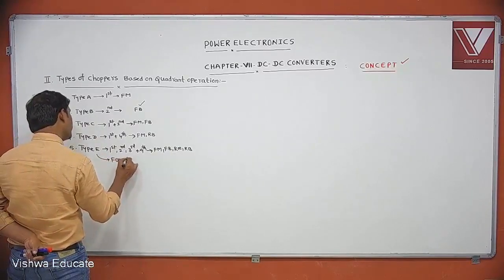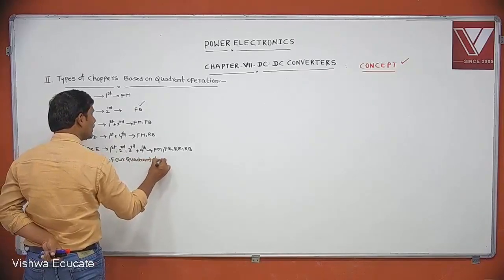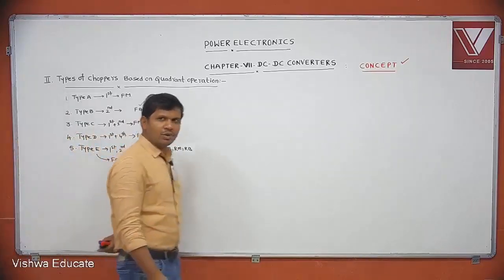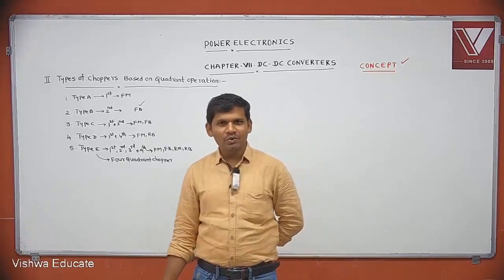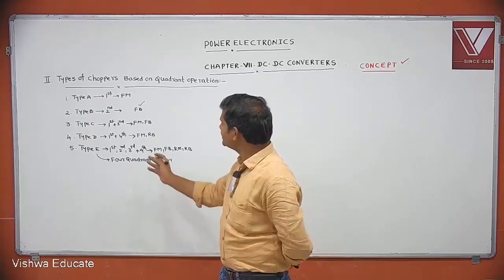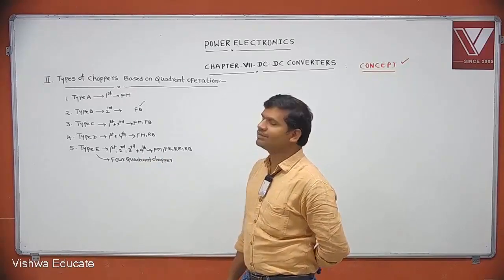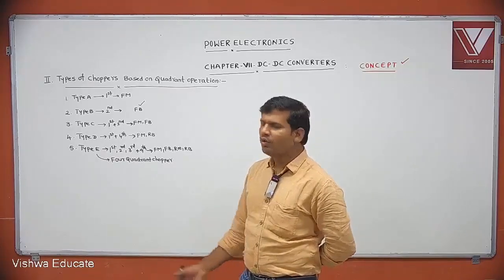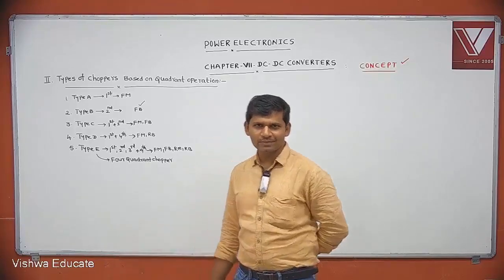This is one way to remember to answer theory questions: in which quadrant it is operated, in which application we can use. Questions like that are asked in competitive exams, one or two theory questions even in the GATE exam. To answer that type of questions, remember this directly. But I also want to discuss in detail how type A chopper operates in the first quadrant and how type B operates in the second quadrant.